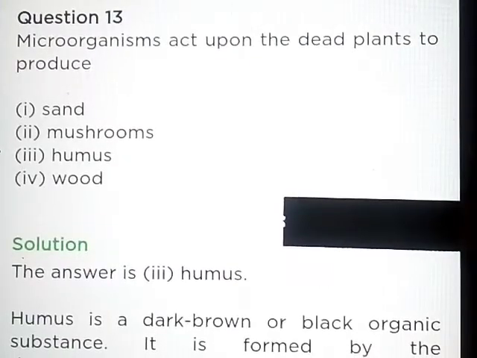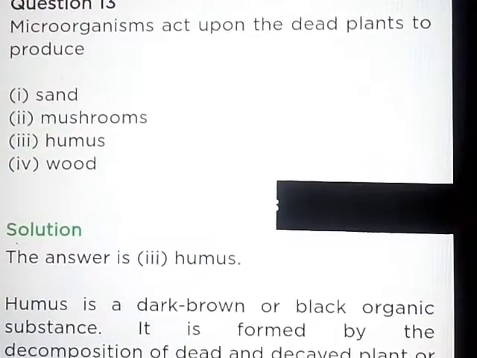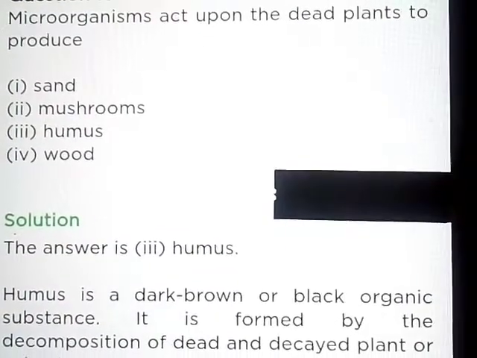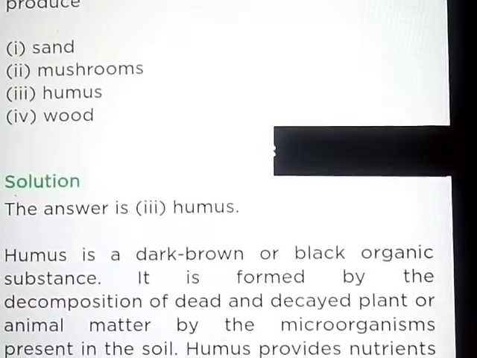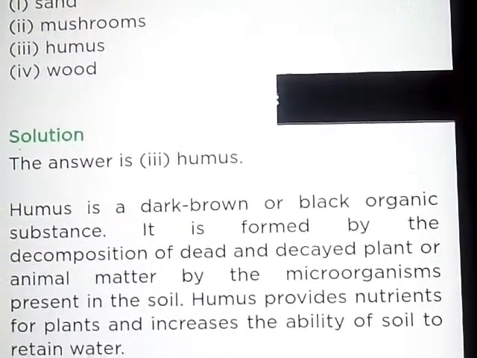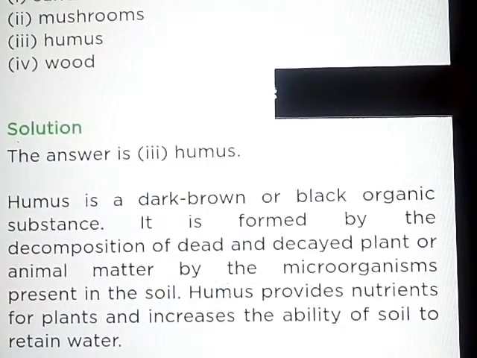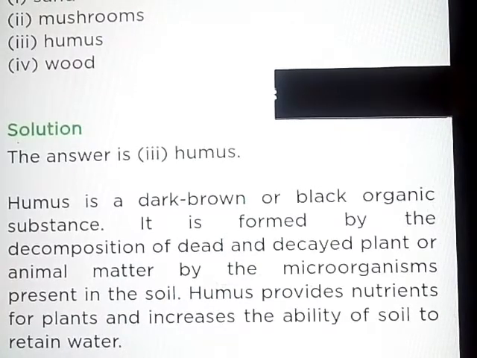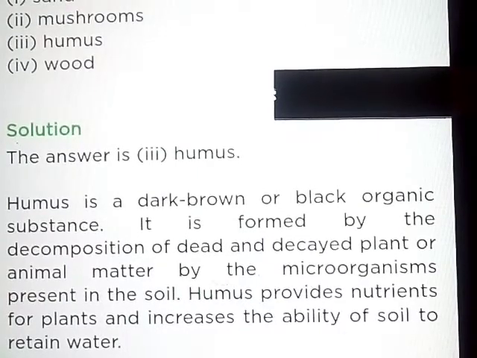Question number 13. Microorganisms act upon the dead plants to produce dash. Humus. Humus is a dark brown or black organic substance. It is formed by the decomposition of dead and decayed plant or animal matter by the microorganisms present in the soil. Humus provides nutrients for plants and increases the ability of soil to retain water.